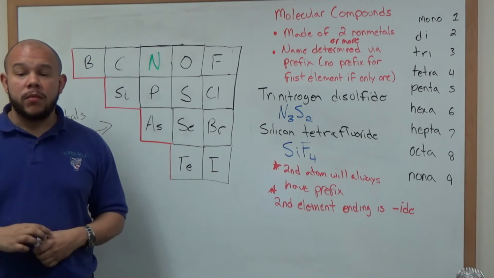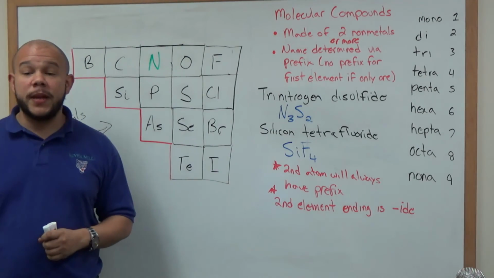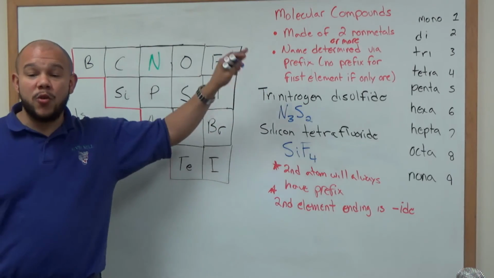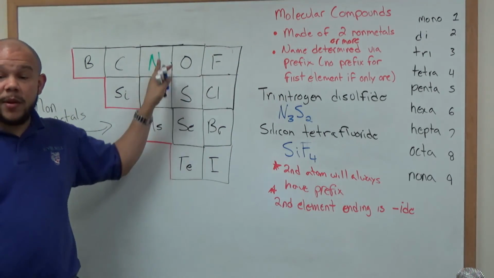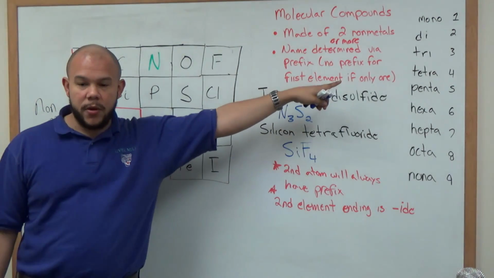All right. If there are any questions, again, feel free to shoot me an email. This is molecular compounds, nonmetals, nomenclature, what they are, how we determine them, where they should be on the periodic table, and make sure that you remember this table here. All right.